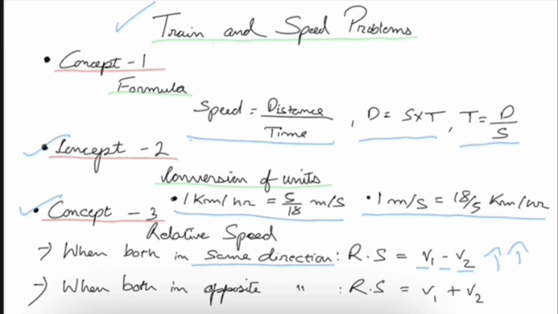Now for the opposite direction. If the trains are traveling in opposite directions, then the relative speed is v1 plus v2. So remember, if it's the same direction we subtract, and if it's the opposite direction we add. These are some concepts we need to know before solving. Now we will start with the problems.